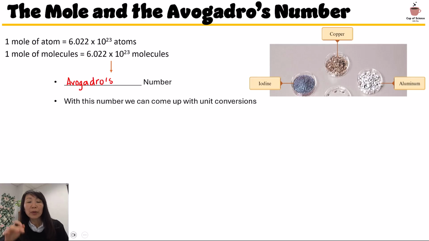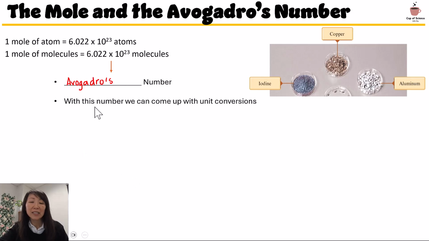With this number, we can come up with various unit conversions. Now, let's look at the image on the right. If I look at copper here, if I were to count every little copper atom, I would count 6.022 times 10 to the 23 atoms of copper. So all of this substance here illustrates 1 mole of that atom, just to give you an idea of what that means.